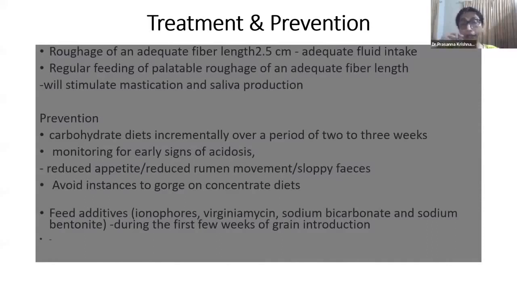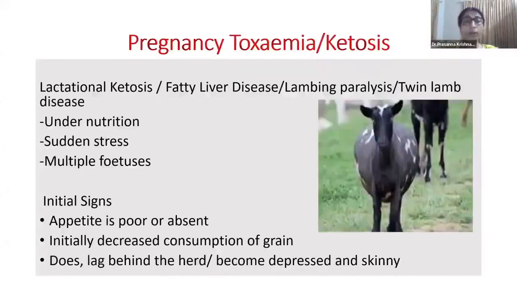So when you are initially giving the grain, you can also give some amount of feed additives according to the requirement. Then another condition is pregnancy toxemia or ketosis. That is also, again, as the term indicates, causing toxemia, especially in pregnant animals. It is also known as lactational ketosis, fatty liver disease, lambing paralysis, or twin lamb disease.